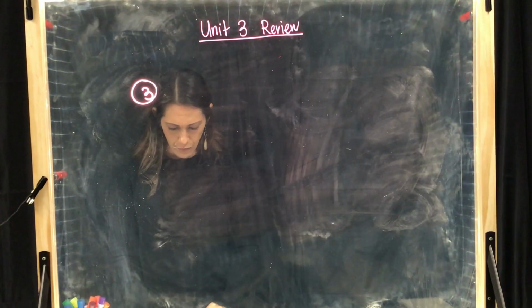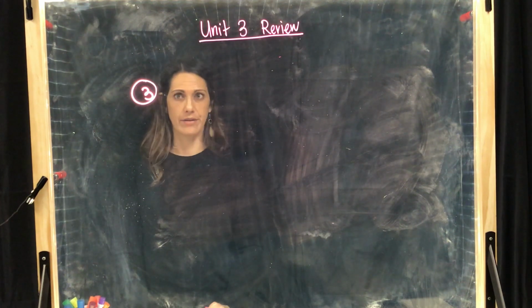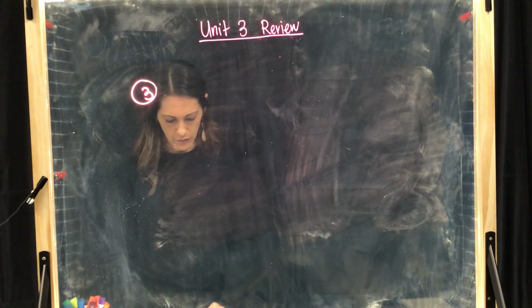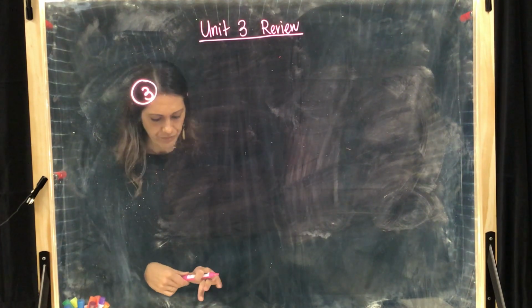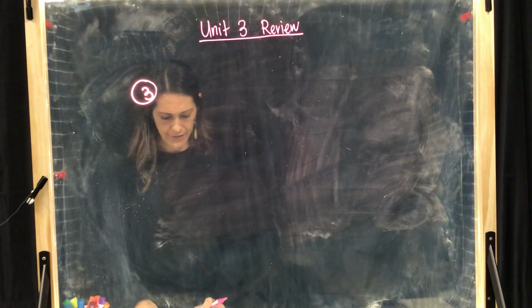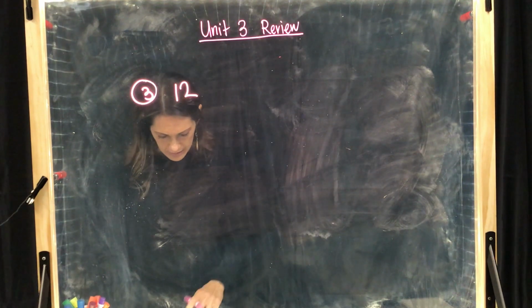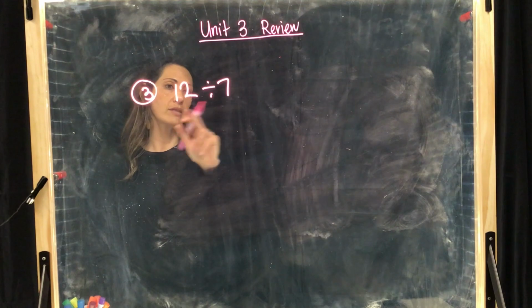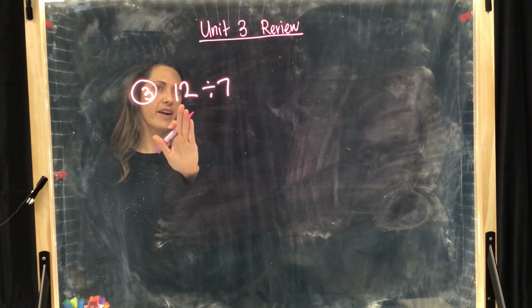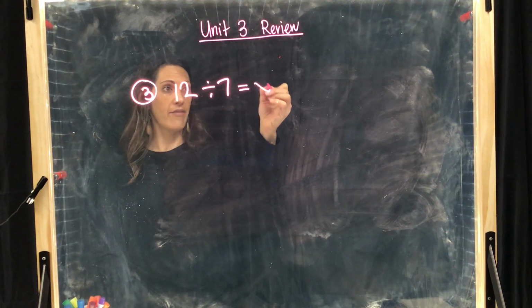Number 3 says, for the breakfast buffet, Mr. Walker must equally divide 12 loaves of bread between 7 platters, okay? How many loaves of bread are placed on each platter? Write and solve an equation. Okay, if I have 12 loaves of bread, then I must split or divide equally among 7 platters. That's going to be a division problem. I'm going to divide 12 by 7, and it asked for an equation, so I should have a variable.